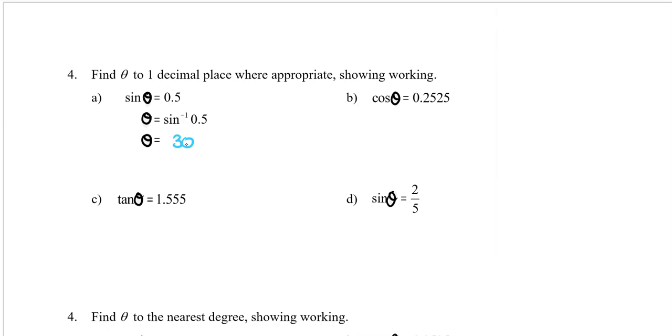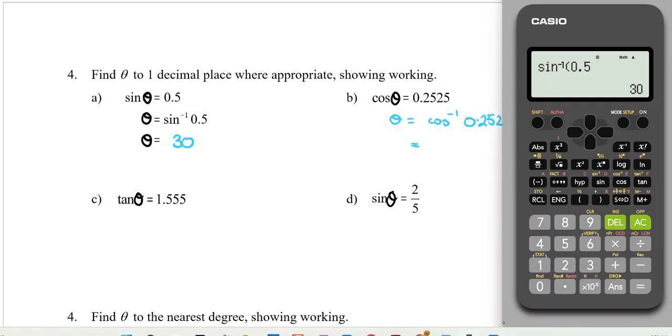But the other ones don't give me the helpful steps. I have to put those in. So for B, to get the theta by itself, I have to move the cos across to the other side, making an inverse cos of the 0.25. Then I type that into my calculator by pressing Shift cos 0.25. Again, I'm skipping the 0 because it saves time. To 1 decimal place, so 75.4.